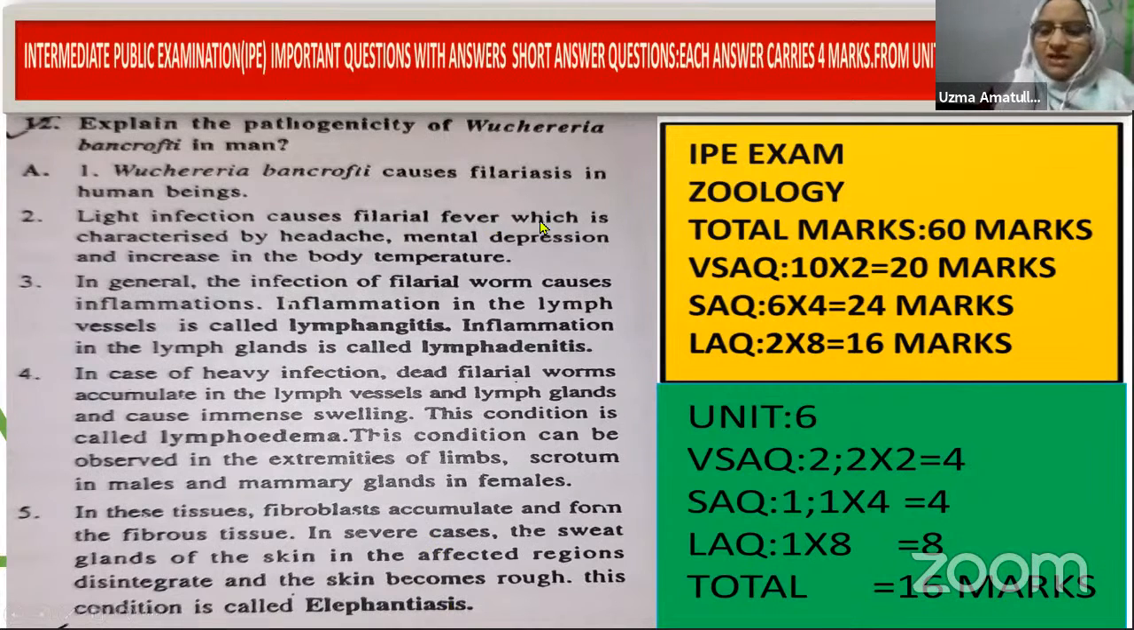Now in this IP exam, there will be 60 marks: 10 very short, 6 short, and 2 essay questions. You see how the marks will be distributed. It will sum up to 60. Now this unit 6 will be covering 16 marks. In every section I am repeating this. So prepare this unit very well.